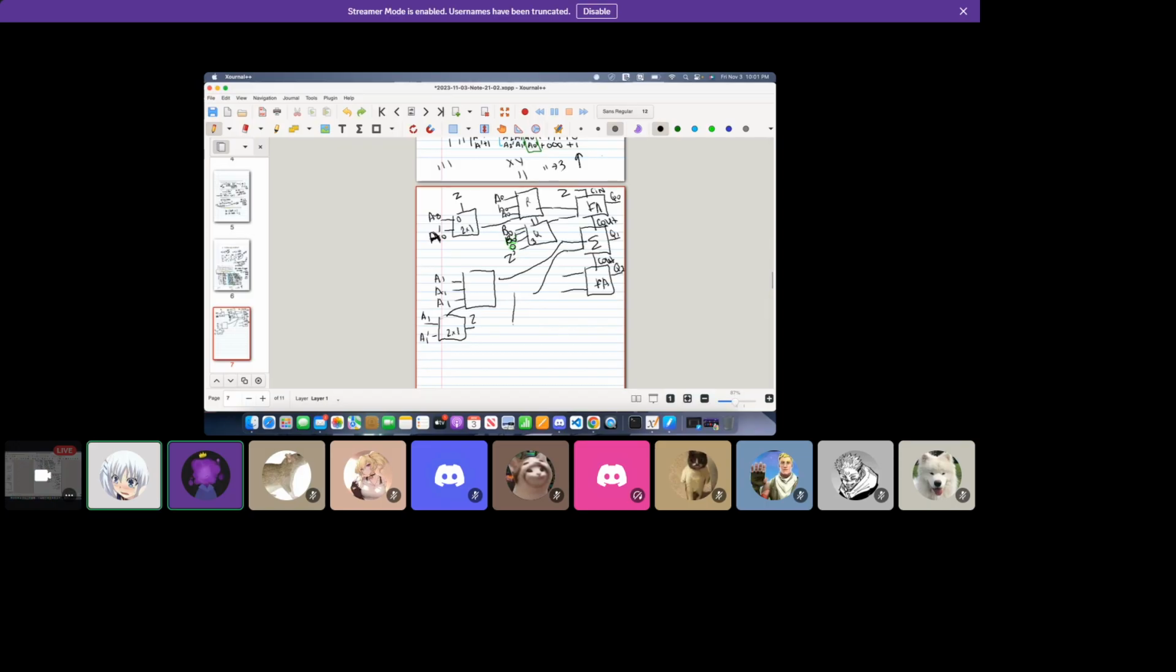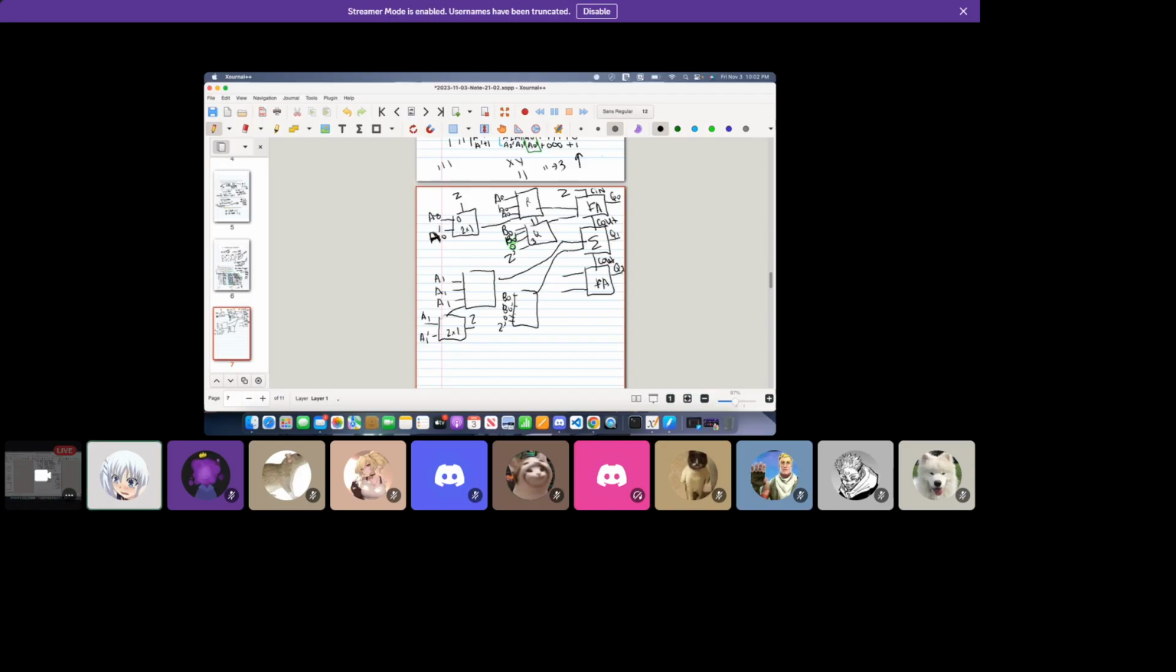Hi, sorry, I missed a bit of it. Why are we connecting A1 and A1 prime to a 2x1 mux and then connecting that to a 4x1? Perfect. Let me just finish drawing this and then I will.